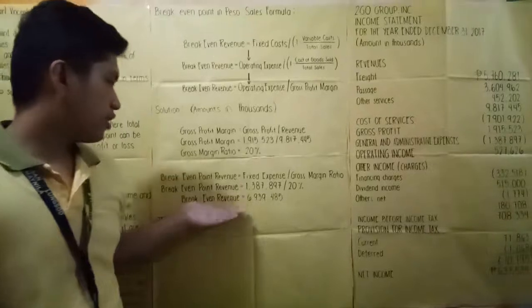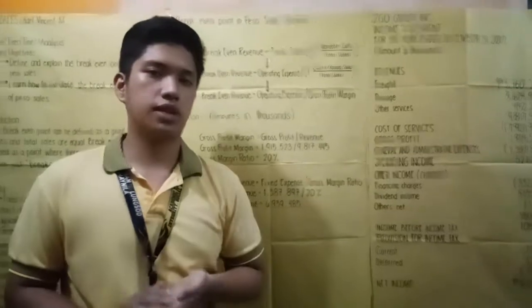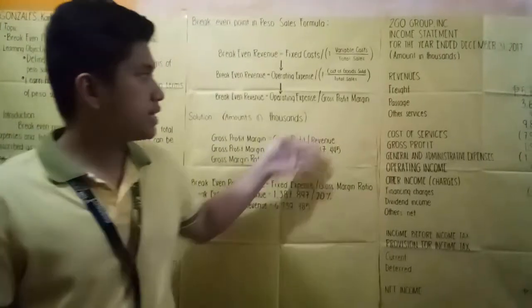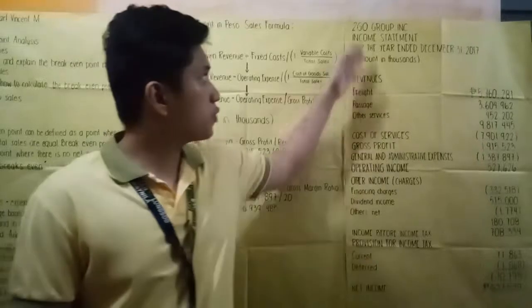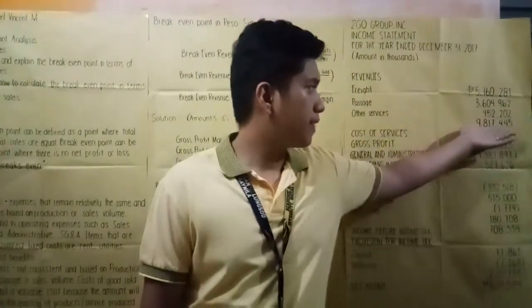This break-even revenue shows the required total sales of the To Go Group to cover its total cost or total expenses. We can see that the break-even revenue was exceeded by the To Go Group total sales of 9,817,445,000. They exceeded the break-even revenue by almost 3 billion.